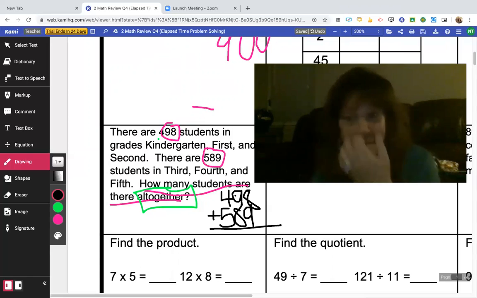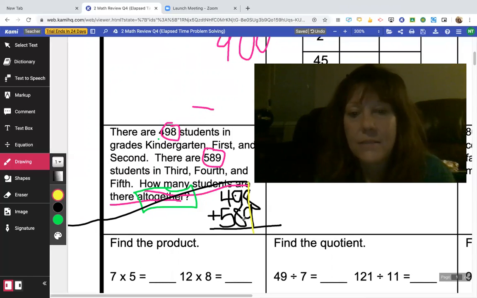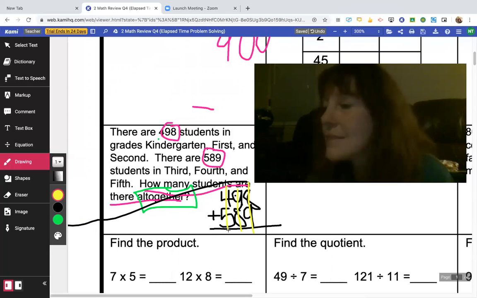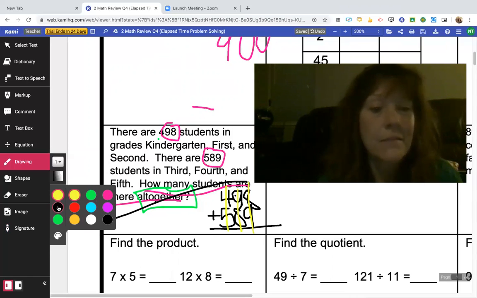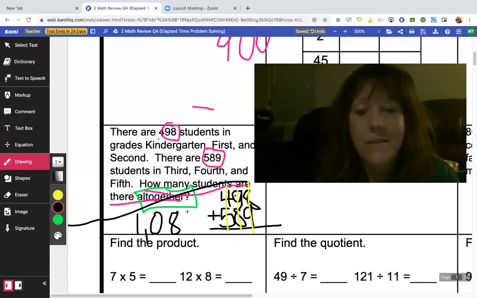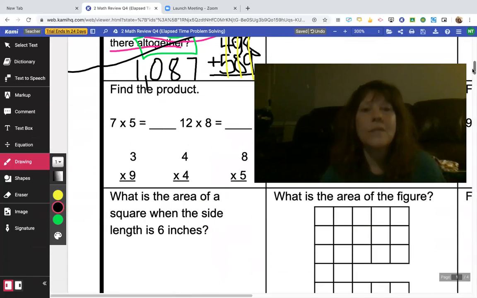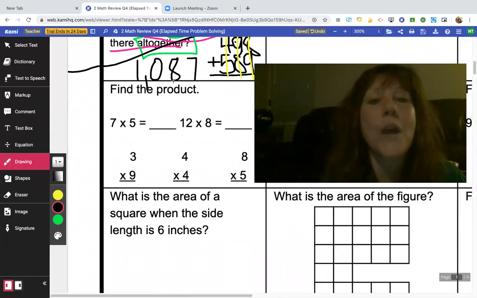So I lined up the ones place. I lined up my tens place. I lined up my hundreds place. And I'm going to get 1,087 altogether. So 1,087 students all together. Okay, so check that. Next one, find the product.